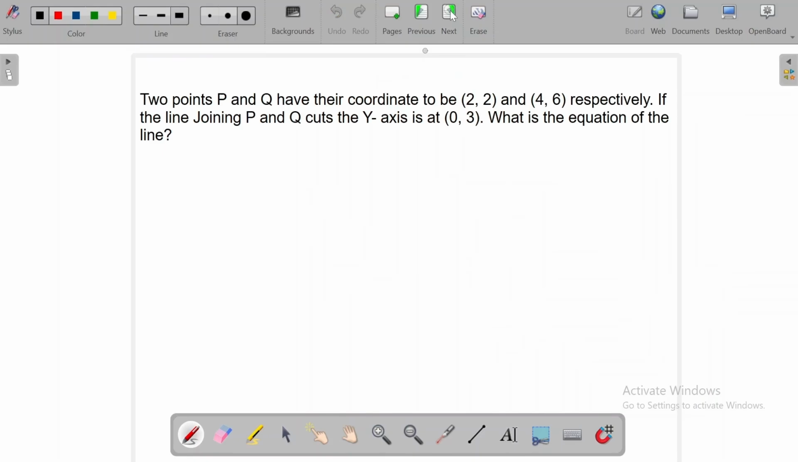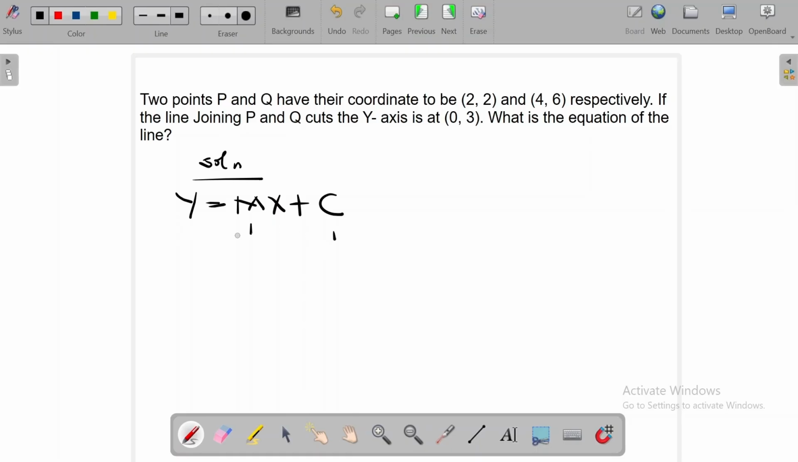If I move to the next question, it says 2 points P and Q have their coordinates to be 2, 2 and 4, 6 respectively. If the line joining P and Q cuts the y-axis at 0, 3, what is the equation of the line? From what we've known, the equation of a line can be given as y is equal to mx plus c. I need to know the value of m and the value of c.